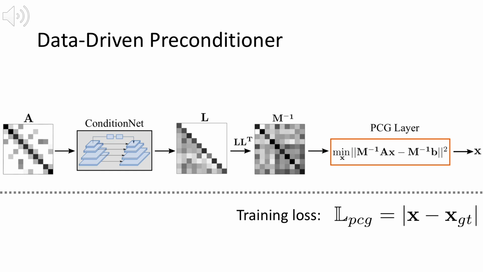ConditionNet generates a lower triangle matrix L from the original matrix. The preconditioner is computed as L times L transpose. The learned preconditioner is fed to a PCG layer to solve the linear system in a limited number of iterations. Finally, we apply the L1 loss on the predicted solution. To obtain the ground truth solution, the standard PCG is executed for as many iterations as possible till convergence.